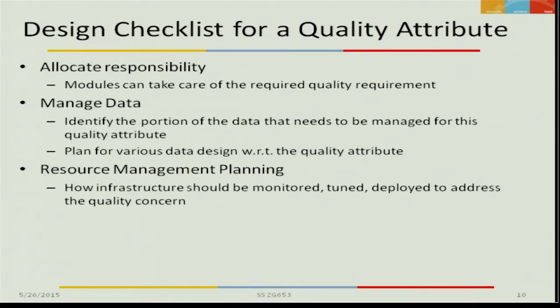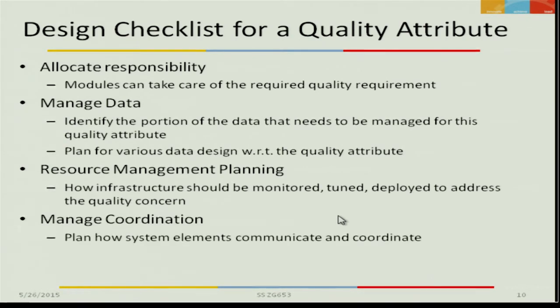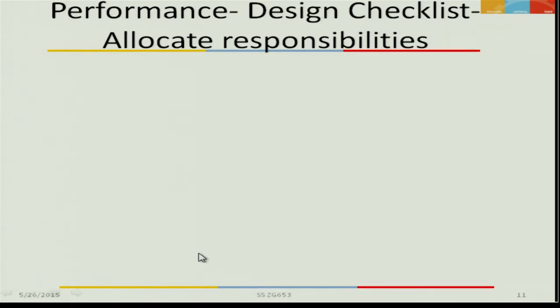Resource management planning: how infrastructure should be monitored, tuned, and deployed during the quality to address a quality concern. It's just a repetition of what I said in the earlier lecture about the design checklists. Management of coordination: how different system elements communicate and interact with each other, how you are going to do different bindings.